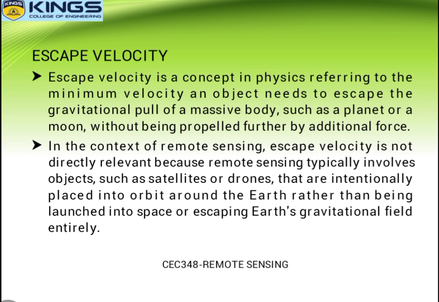Another topic is escape velocity. Escape velocity is a concept of physics referring to the minimum velocity an object needs to escape the gravitational pull of a massive body such as planets or moons without being propelled further by additional forces. In the context of remote sensing, escape velocity is not directly relevant because remote sensing typically involves objects such as satellites or drones that are intentionally placed into orbit around Earth rather than being launched into space or escaping Earth's gravitational field entirely.